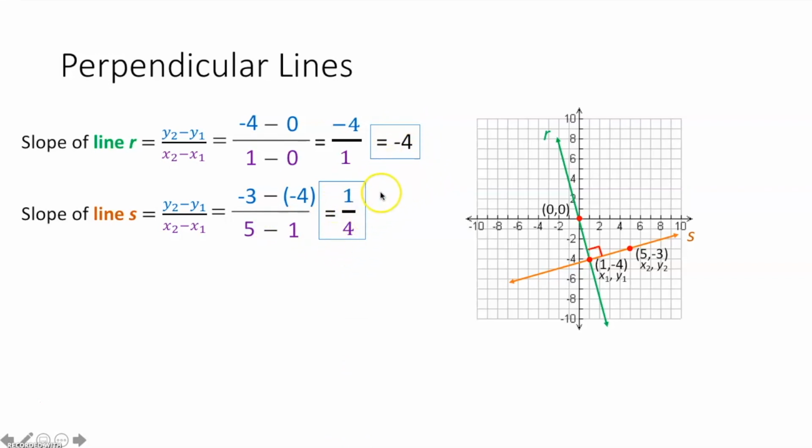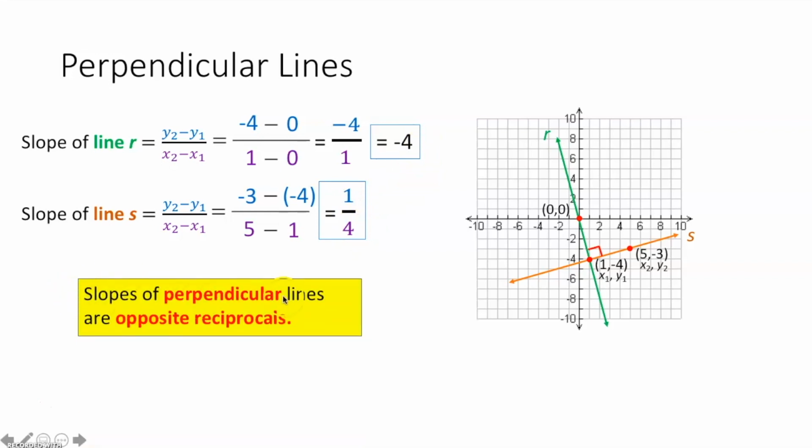So what can we surmise about the slopes of perpendicular lines? Well, it looks like they're the opposite sign, right? This one's negative and this one's positive. And if I were to flip this, I would get 4 over 1 or 4. So it's the reciprocal also. So we could say, and this is true for all perpendicular lines, that the slopes of perpendicular lines are opposite reciprocals.